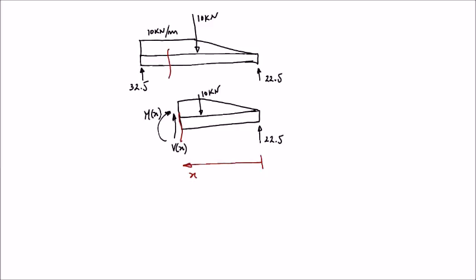And then again, we use the equilibrium equations. So let's start with summation of forces in the y direction equal to 0. So we have the transverse shear force, Vx. We have the reaction at point B, plus 22.5. We have the concentrated load, now, which is minus 10 kilonewtons.